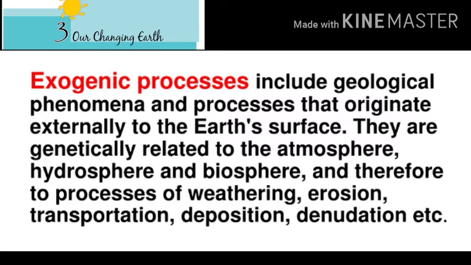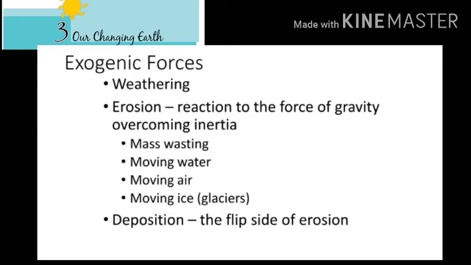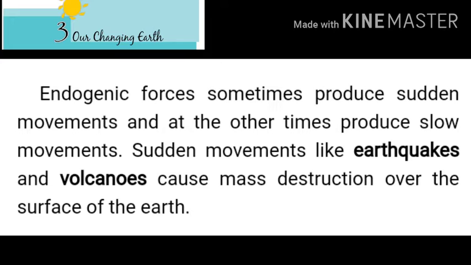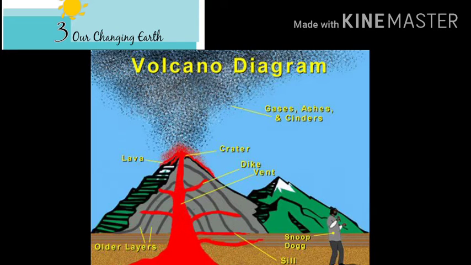Number 2, exogenic forces. Forces which affect the earth's surface from outside are called exogenic forces. Exogenic forces that wear down the earth's surface crust from outside include weathering and erosion. Students, as I told, endogenic forces sometimes produce sudden movements and at other times produce slow movements, sudden movements like earthquakes and volcanoes. So first we will see the first sudden movement, volcano.